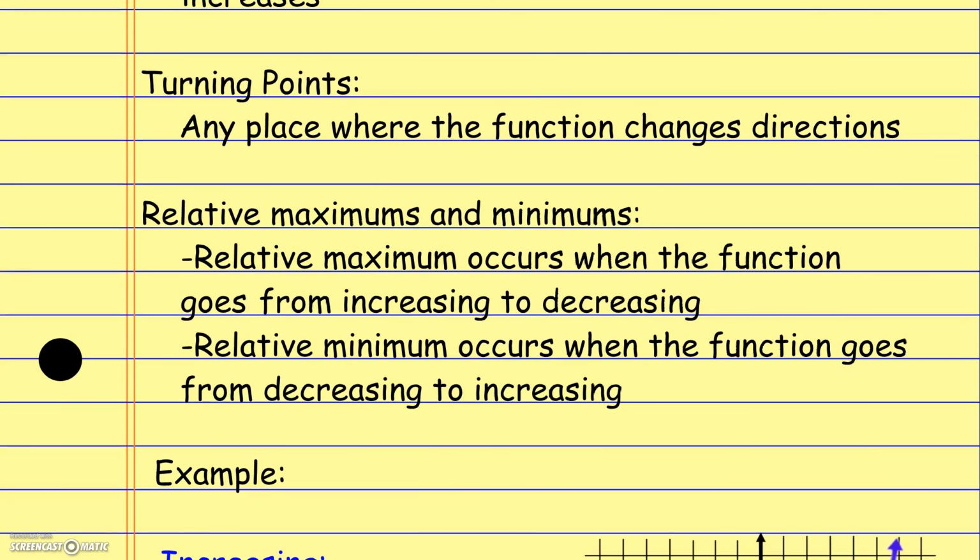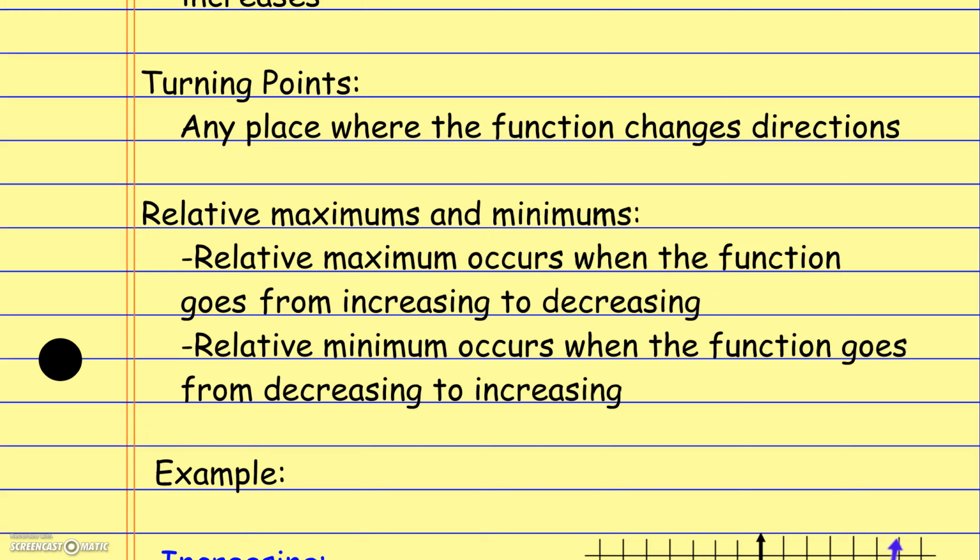Relative max and mins, these are specific turning points. Okay, a relative maximum is any place where the function goes from increasing to decreasing. And it's called a relative maximum because it's a maximum based on the points around it, okay? So it's bigger than the points on either side of it. A relative minimum was where the function goes from decreasing to increasing. And again, it's a relative minimum because it's a minimum relative to the points around it.